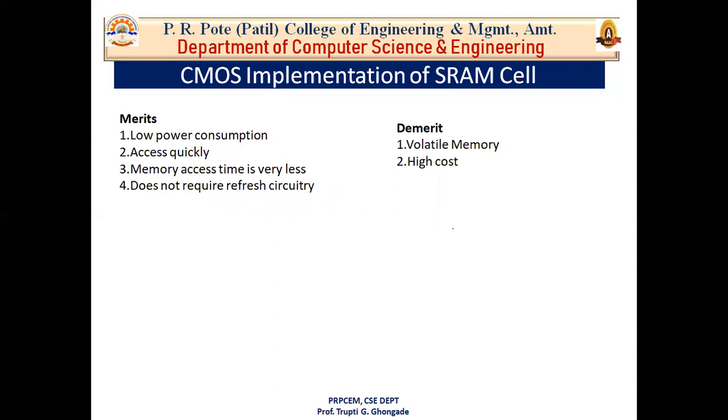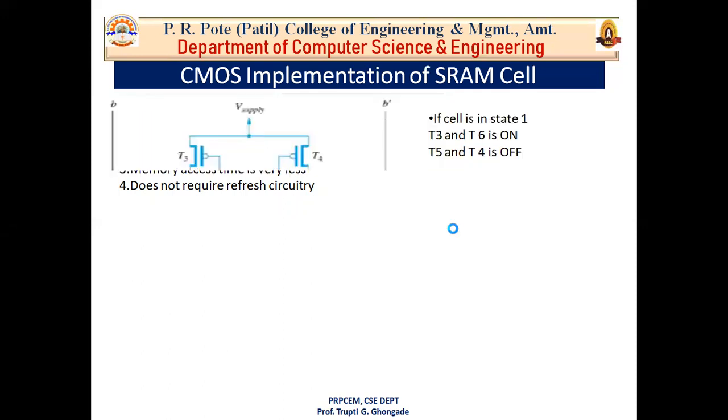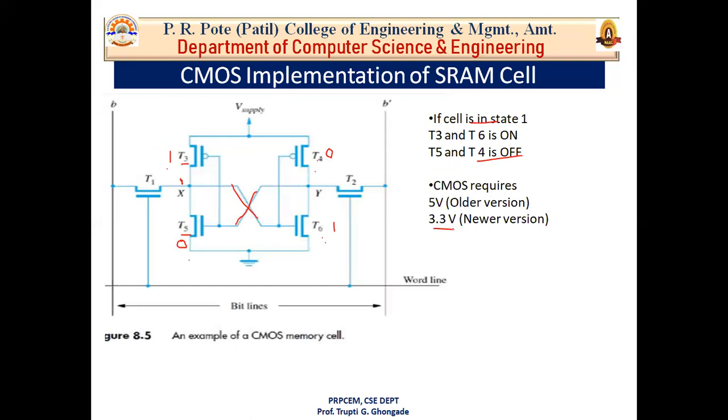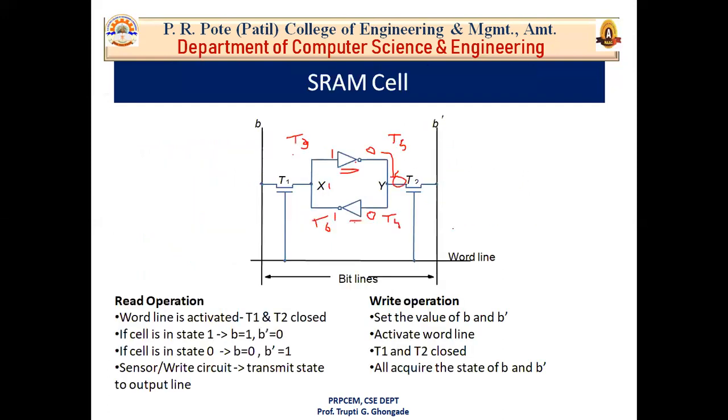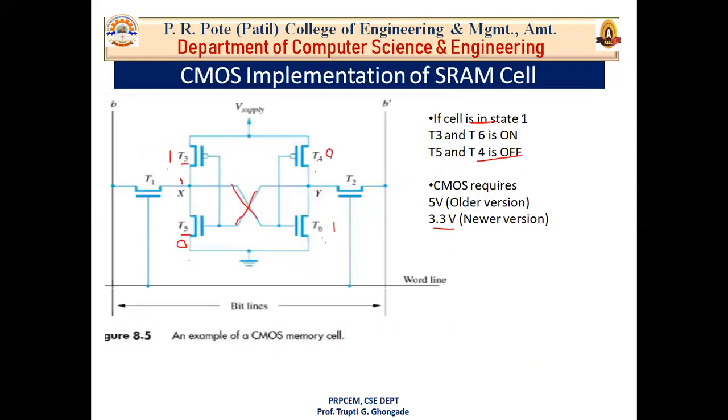It means that you always have to give a supply to it, and once the supply is off, your data will be lost. The second demerit is high cost, as you can see here we are using 6 transistors, that is the transistors T3, T4, T5 and T6, and T1 and T2 also. So here we are using a total of 6 transistors and that's why it is high cost.